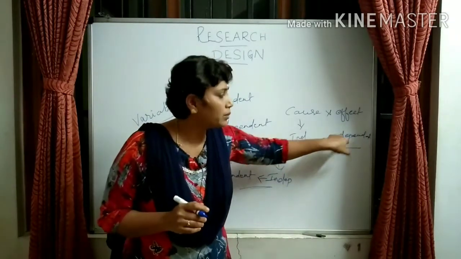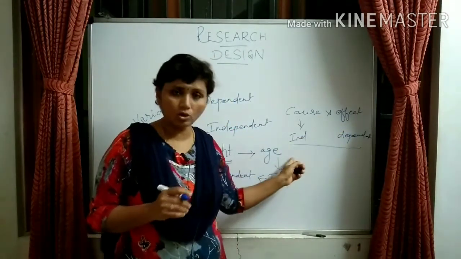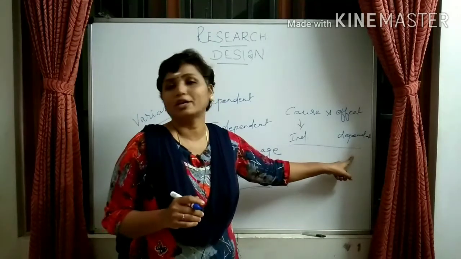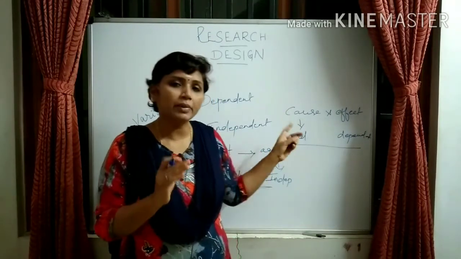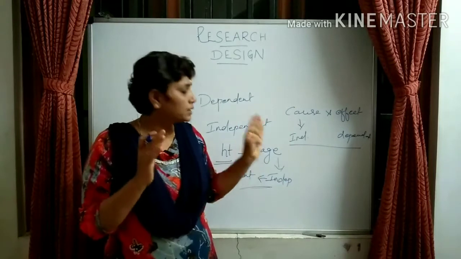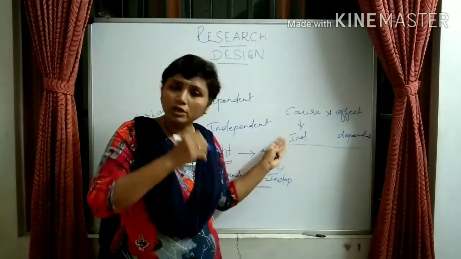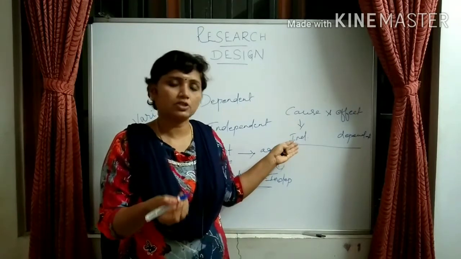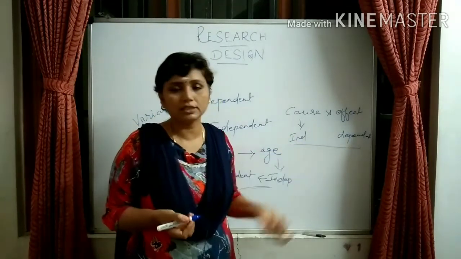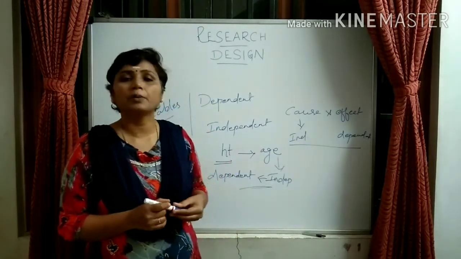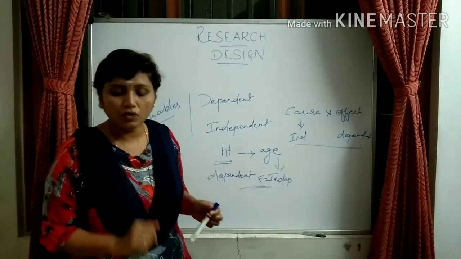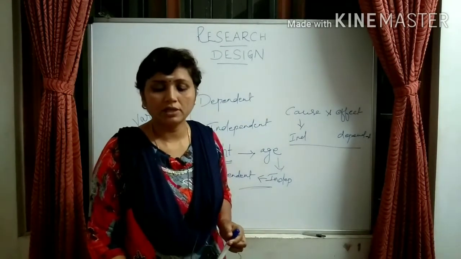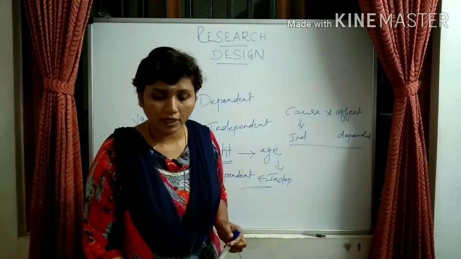This variable is depending on the cause. So that's why it is called a dependent variable. Independent is the cause, and the dependent is the effect, because of which the people will be developing the health effects or the ill effects. So that is the independent and the dependent variable. That is the first terminology, dependent and independent variables.